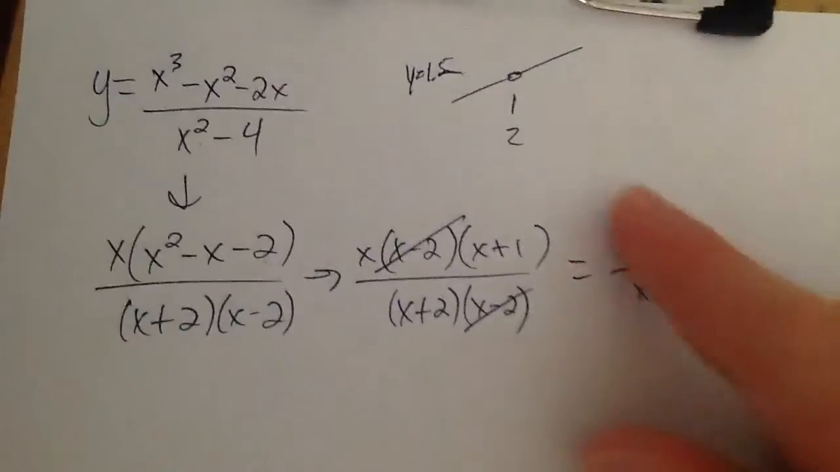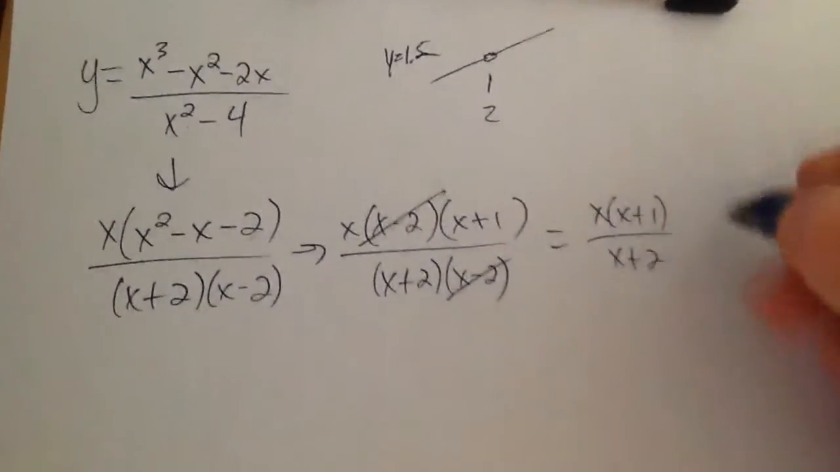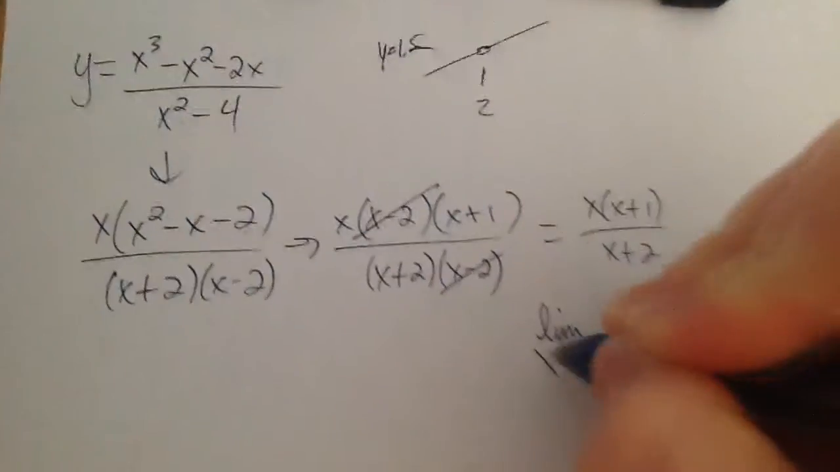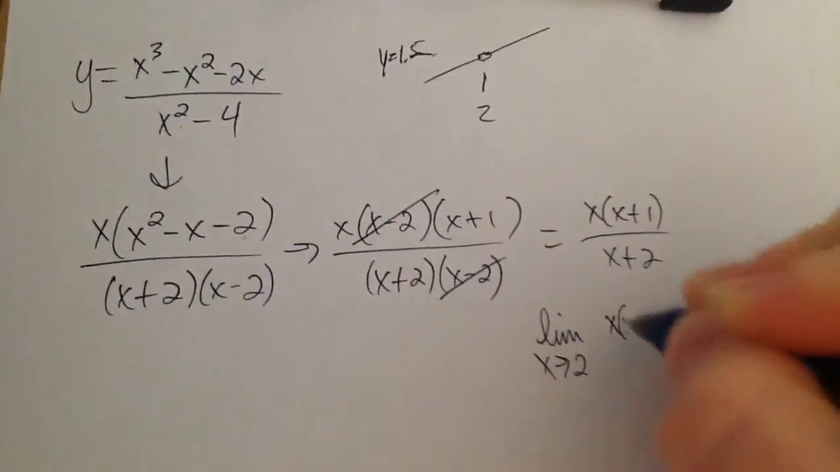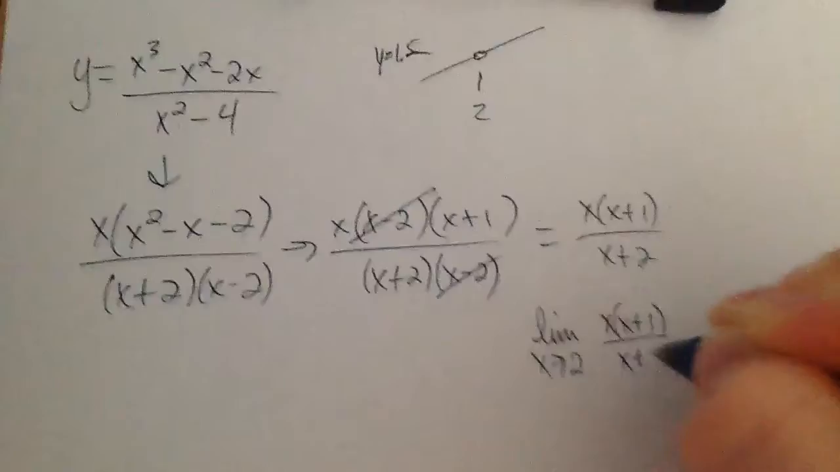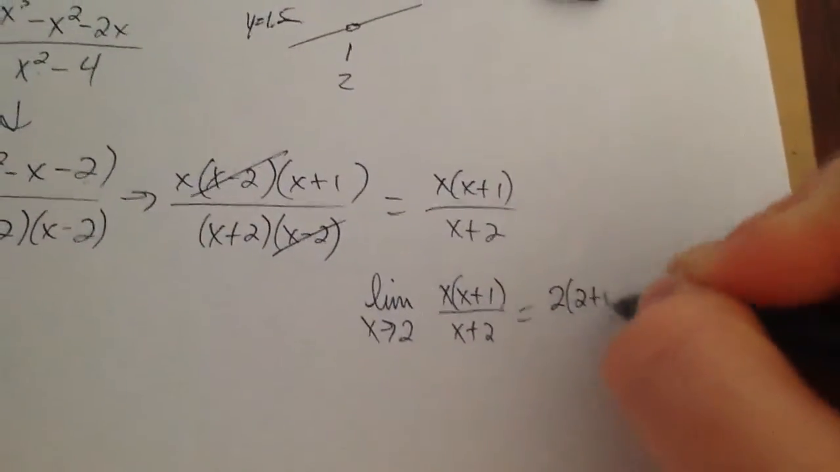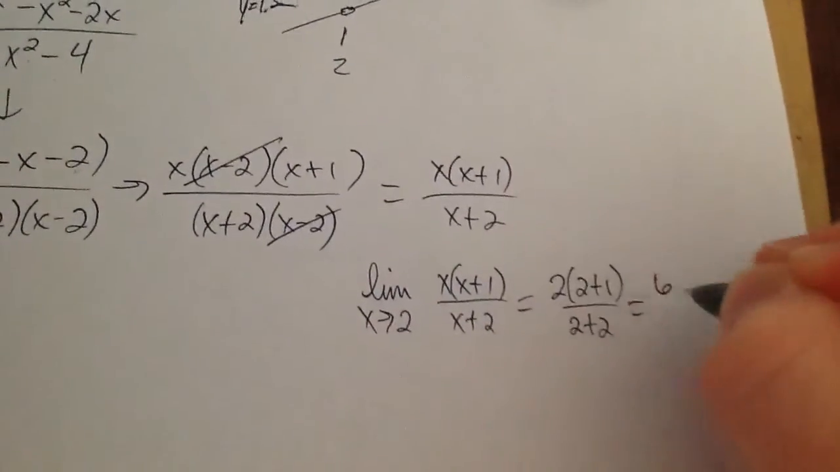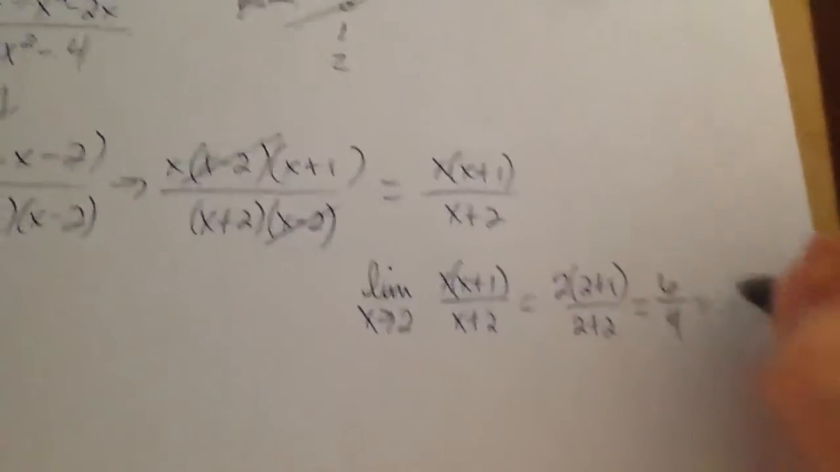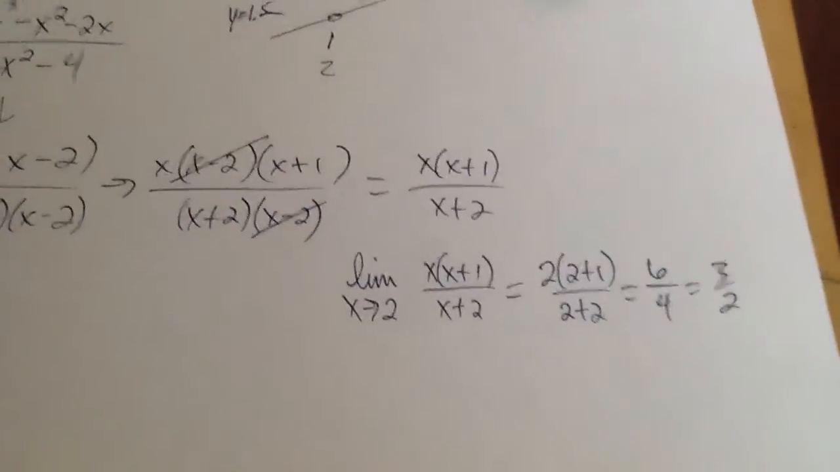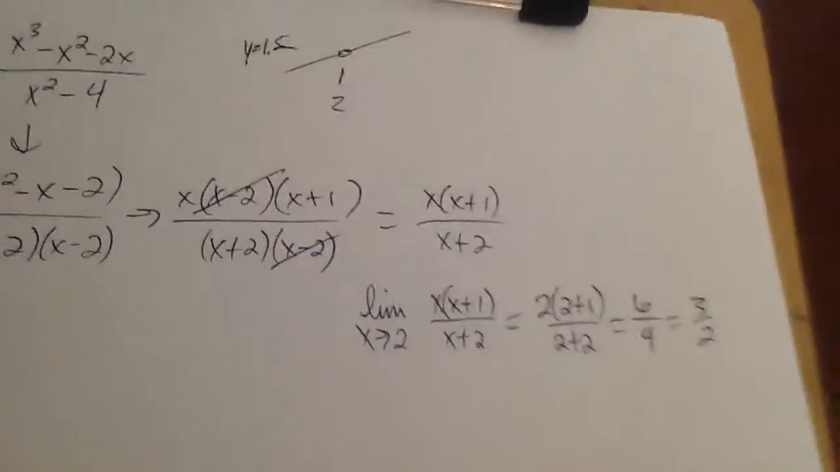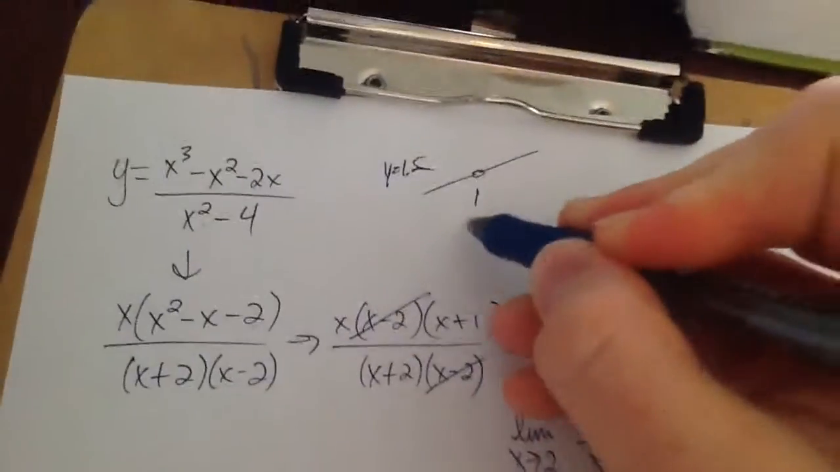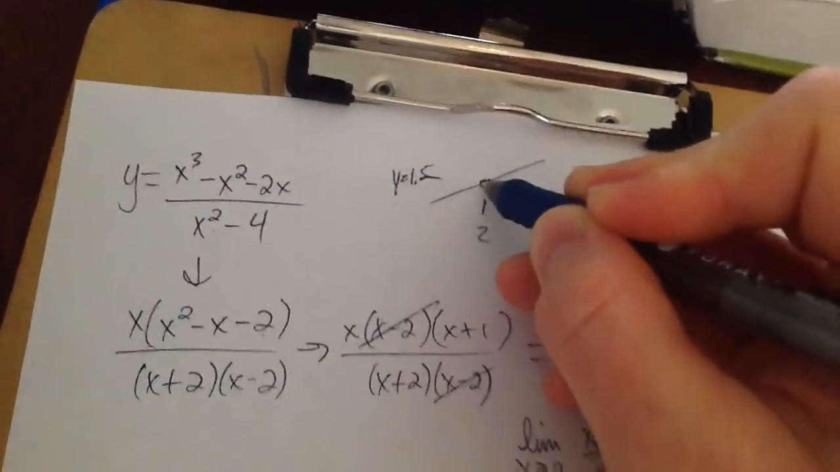Now what's happening as x approaches 2? If I just take the limit as x approaches 2 of this thing, or just plug it in, I'll get 2 times 2 plus 1 over 2 plus 2. 2 plus 1 is 3, 3 times 2 is 6 over 4, which is 3/2, which is 1.5. And that's what the table was showing us. So we want this function, when x equals 2, we want y to be equal to 1.5.